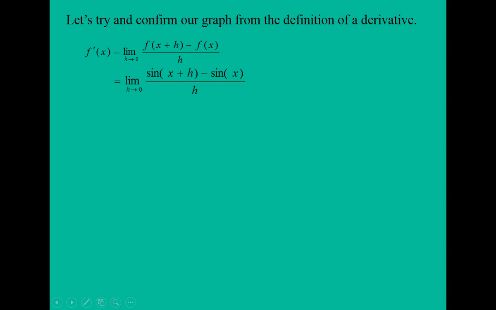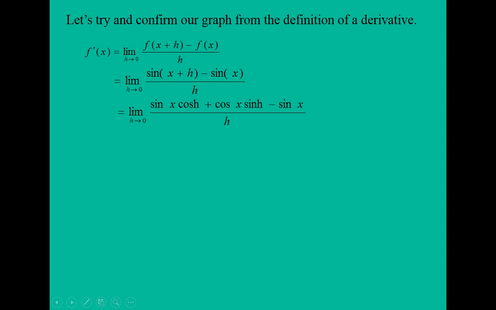Now thinking back to our trig rules, we know that the sine of one angle plus another angle is the sine of the first times the cosine of the second plus the cosine of the first times the sine of the second. And then we have minus sine x. And if we tried to plug in 0, we would get 0 over 0. So let's try to rewrite this somehow so we can use direct substitution.